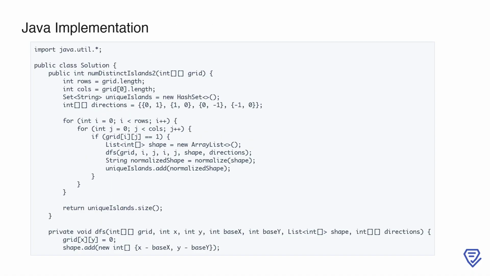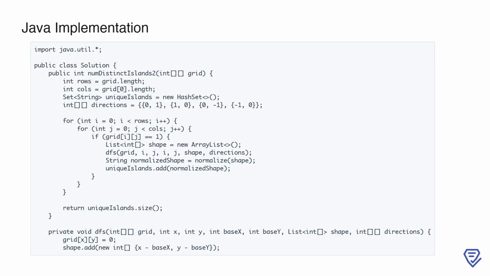Here, we begin implementing the solution for the Number of Distinct Islands 2 problem in Java. The method numberDistinctIslands2 takes a 2D grid as input, where each cell is either land, represented by 1, or water, represented by 0. We start by determining the number of rows and columns in the grid and initializing a hash set called uniqueIslands to store the distinct island shapes. We also define an array directions to represent the possible movements: right, down, left, and up.